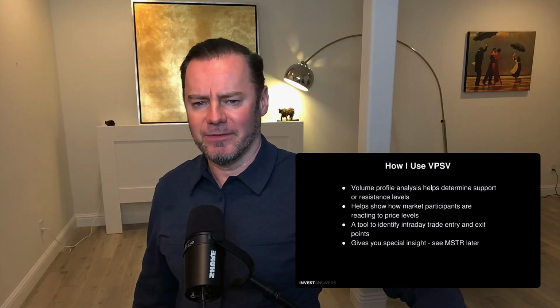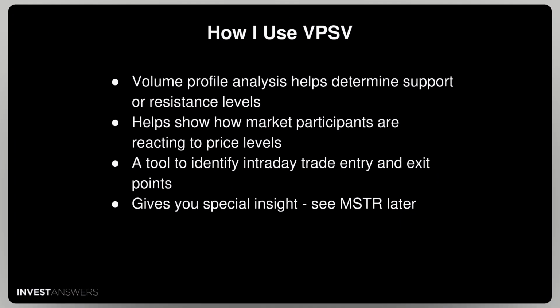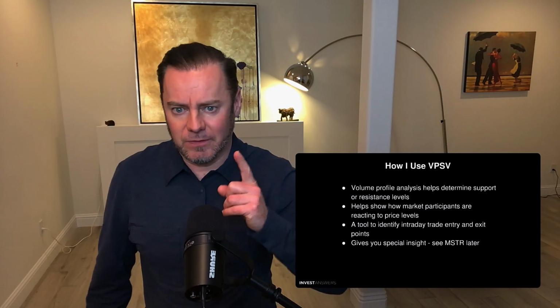Now, very quickly, how do I use it and what do I use it for? So the volume profile helps determine support and resistance levels, first of all. Second of all, it helps show how market participants are reacting to price levels. Are they still buying, or do they start selling? It's also a tool to identify intraday trade entry and exit points. When should you buy? And where is the support level? Where is the resistance level? When should you get out? It also gives you special insight. And I'll talk more about that very soon, so stay tuned.